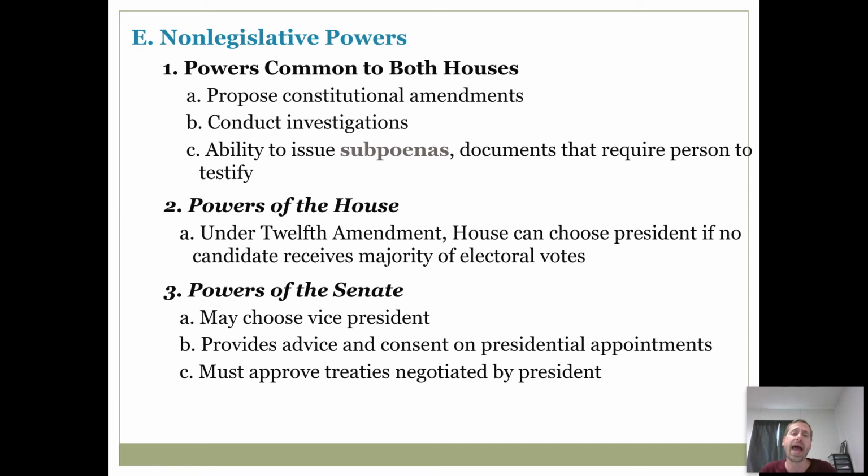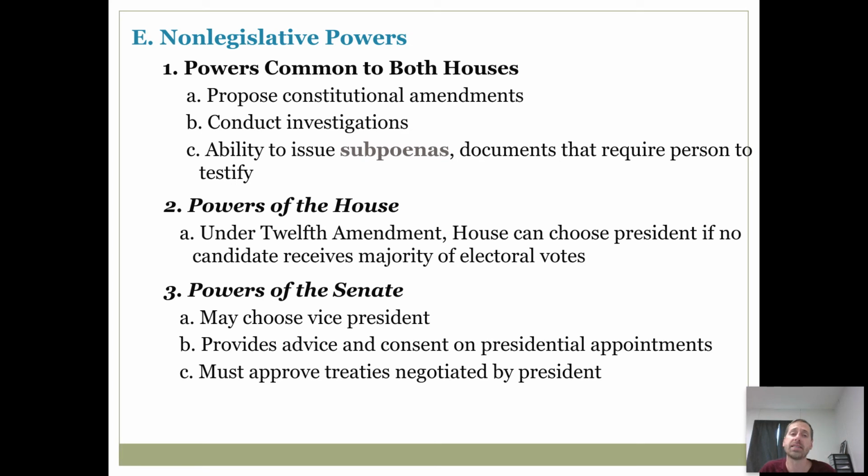Another power of the House: they are the only ones that can talk about revenue, that can introduce legislation about taxes. They have the power to start impeachment proceedings. The Senate has powers specifically to them. They choose the vice president if no one gets a majority of electoral votes.